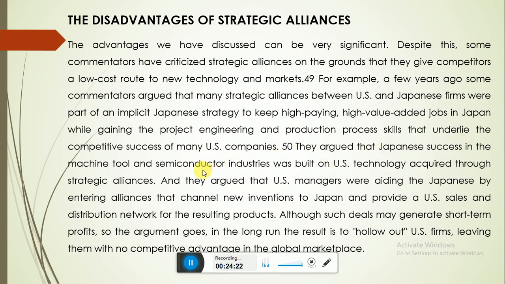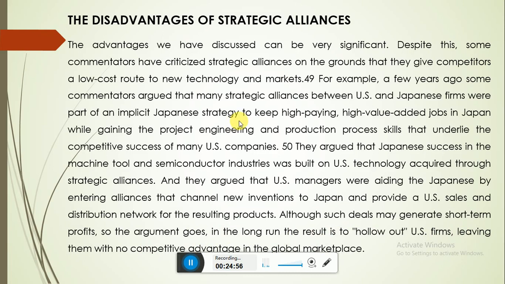They argued that Japanese success in the machine tool and semiconductor industry was built on US technology acquired through strategic alliances, and they argued that US managers were aiding the Japanese by entering alliances that channel new inventions to Japan and provide a US sales and distribution network for the resulting products. Although such deals may generate short-term profit, so the argument goes, in the long run the result is to hollow out US firms, leaving them with no competitive advantage in the global marketplace.